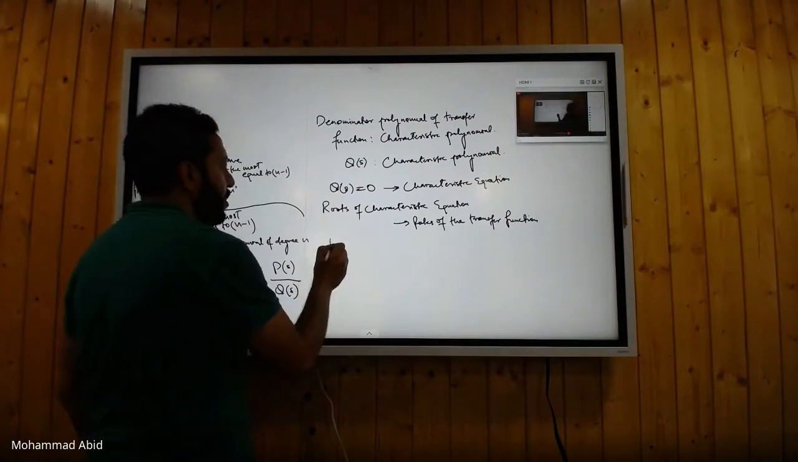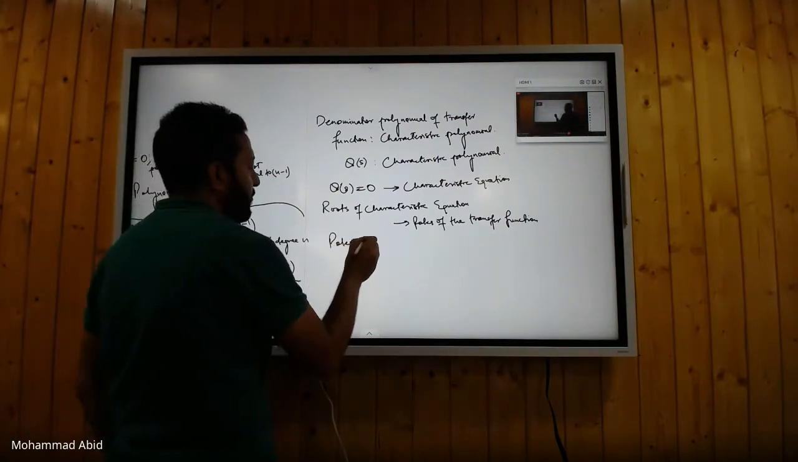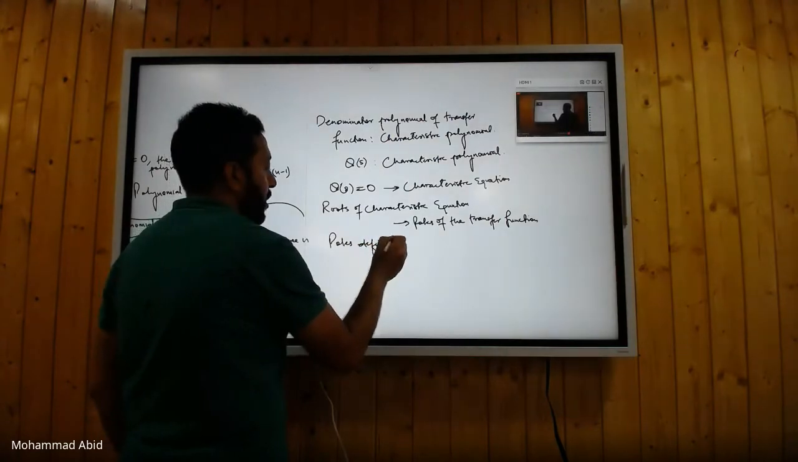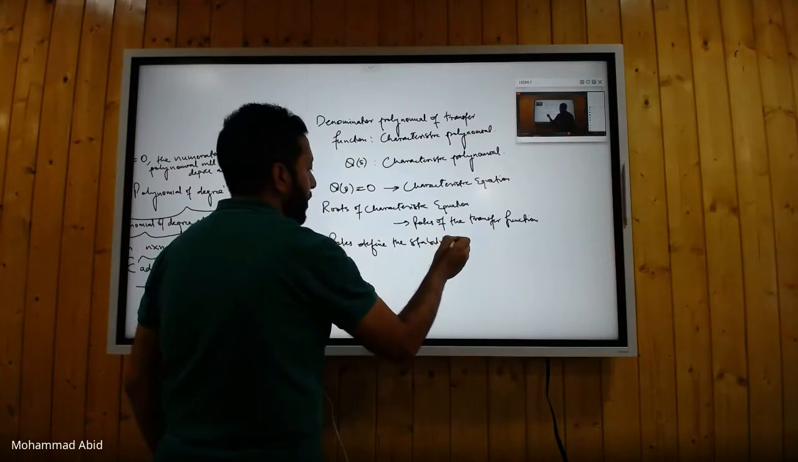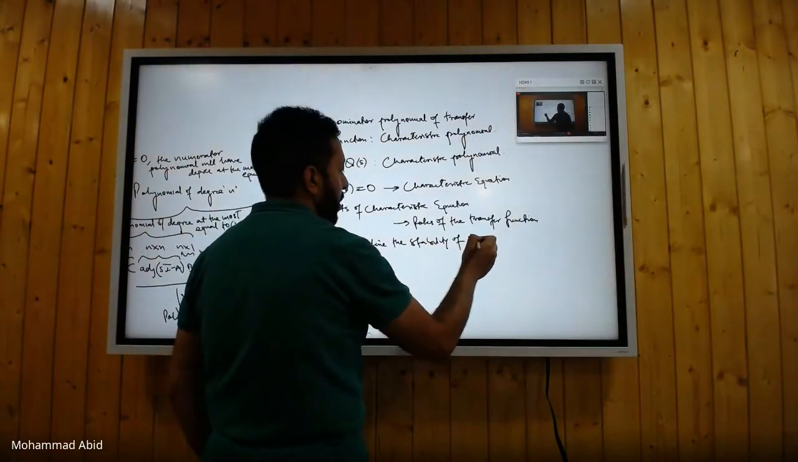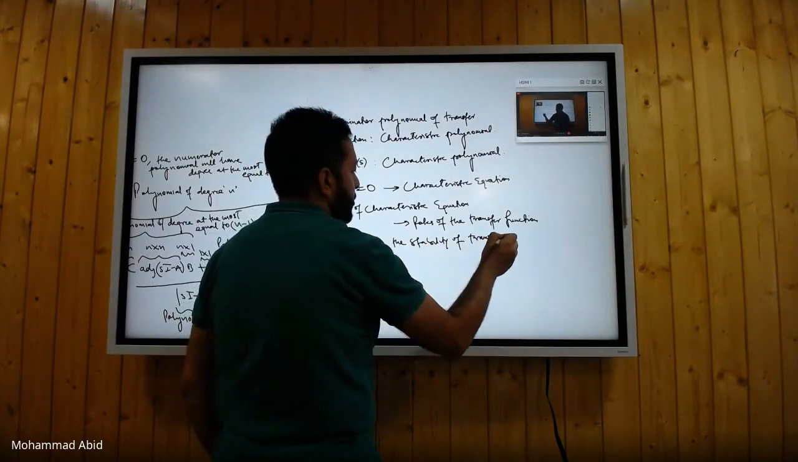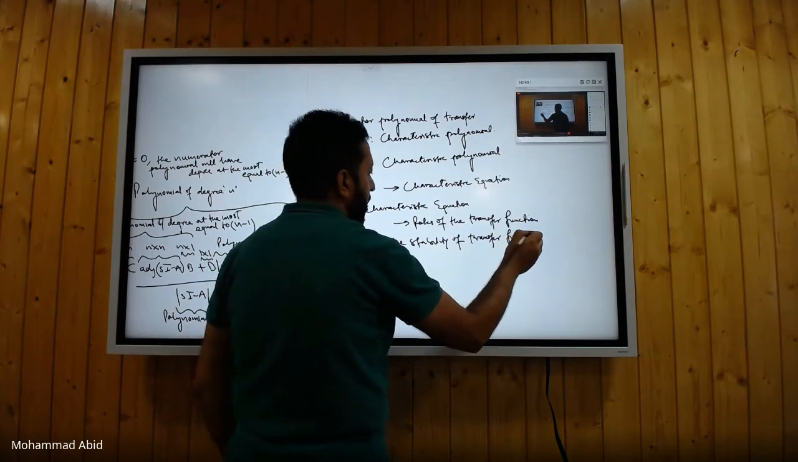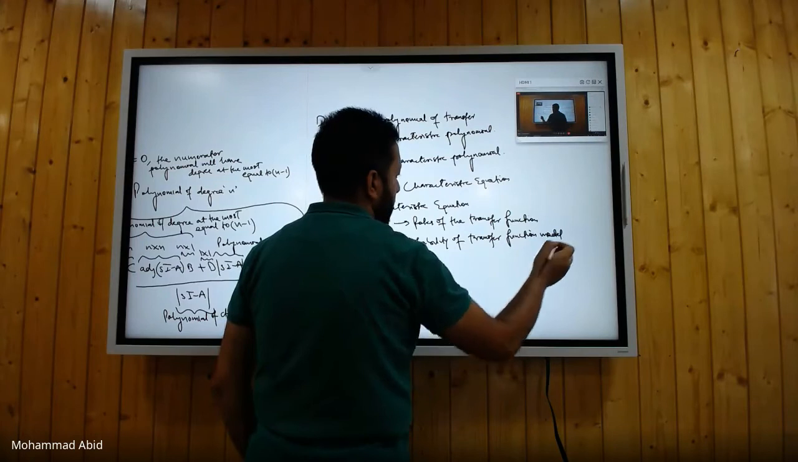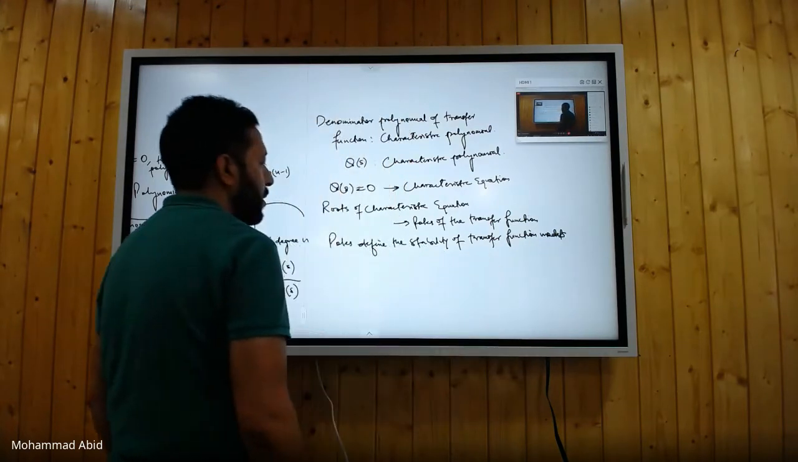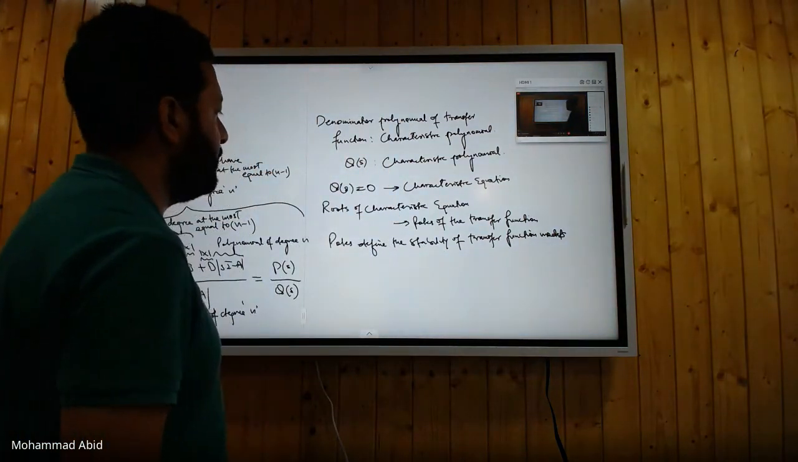And as you know, poles define the stability of transfer function models, or of systems whose transfer functions are given. So how do poles define the transfer function stability?